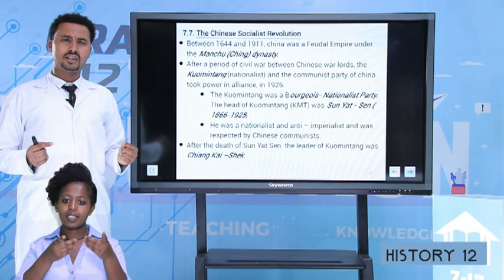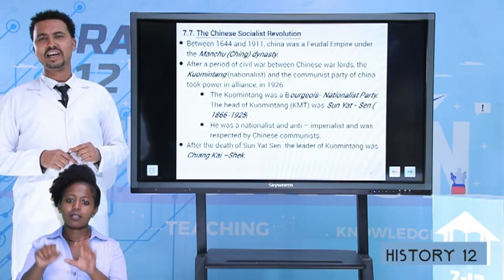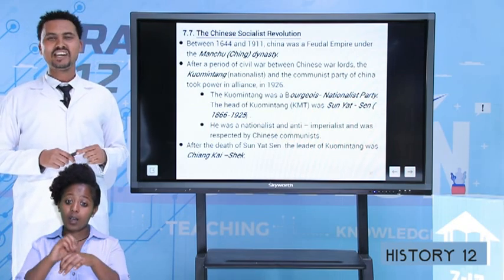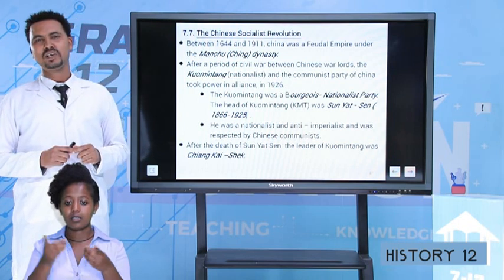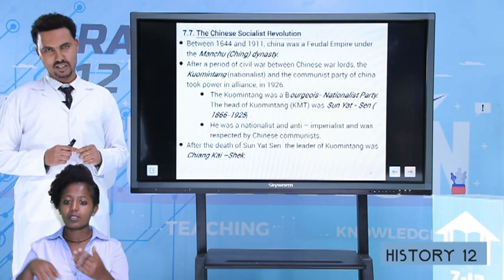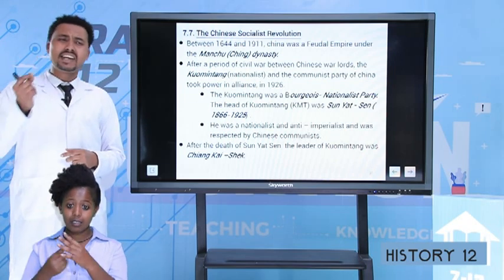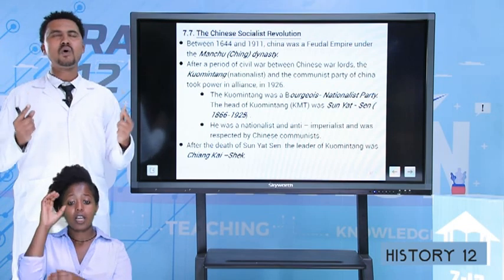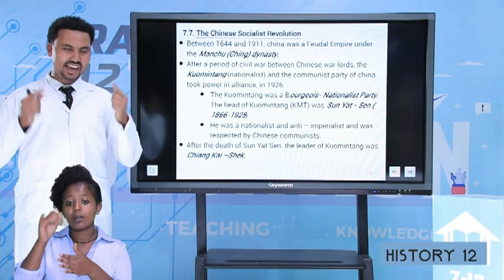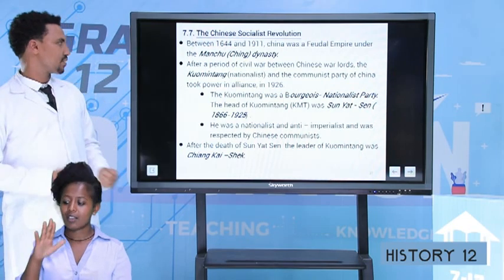By the way, the Chinese state was for the first time organized by the Han dynasty. The Manchu dynasty took political power in the 17th century. Starting from the 17th century up to the early 20th century, China was ruled by one dynasty that was known as the Qing dynasty.